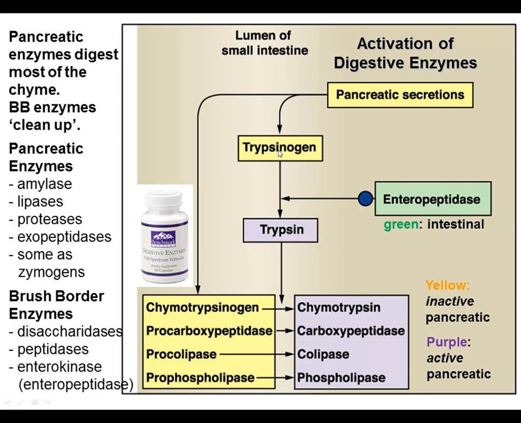Also trypsinogen is inactive, but that guy gets activated by an intestinal enzyme called enteropeptidase that will cleave the trypsinogen into trypsin, and the trypsin itself will be able to convert these guys into the active enzymes that will be able to digest peptides, lipids, and phospholipids as well.